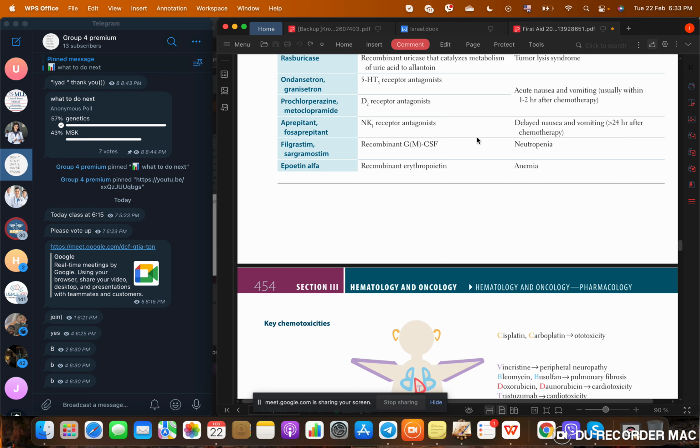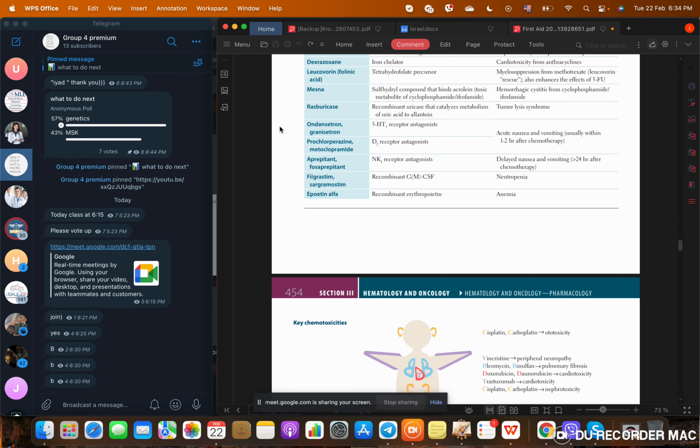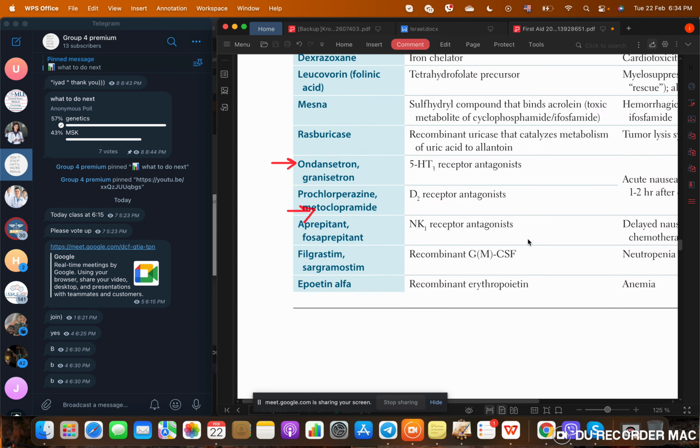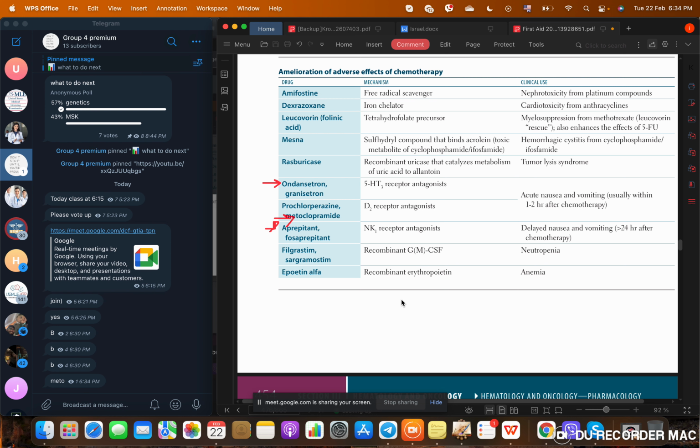Now I have a question. If you get a question and they ask you, oh, patient on chemotherapy, he vomits a lot. Which of the following medication would you like to prescribe for him? And they give you ondansetron and they give you metoclopramide. Which one will you choose? And let me be even a little bit more of an asshole. So I'm going to also give you aprepitant. So which one of these will you choose?